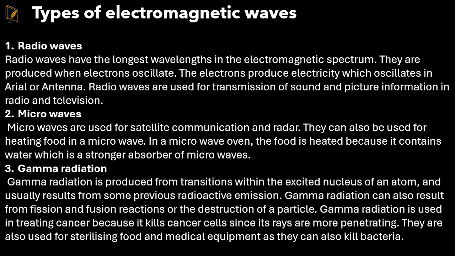So gamma radiation is used in treating cancer because it kills cells, since its rays are more penetrating. As we said, they have the shortest wavelength, which means they have high energy. So they are also used for sterilizing food and medical equipment as they can kill bacteria. They're also used in hospitals for sterilizing medical equipment and treating cancer, where they kill the cancerous cells.